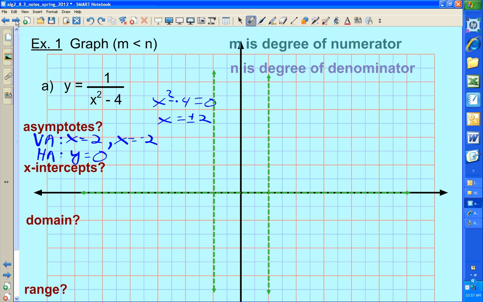X-intercepts. Again, not meant to be tricky, but the x-intercepts. Spencer, how do I find the x-intercepts?